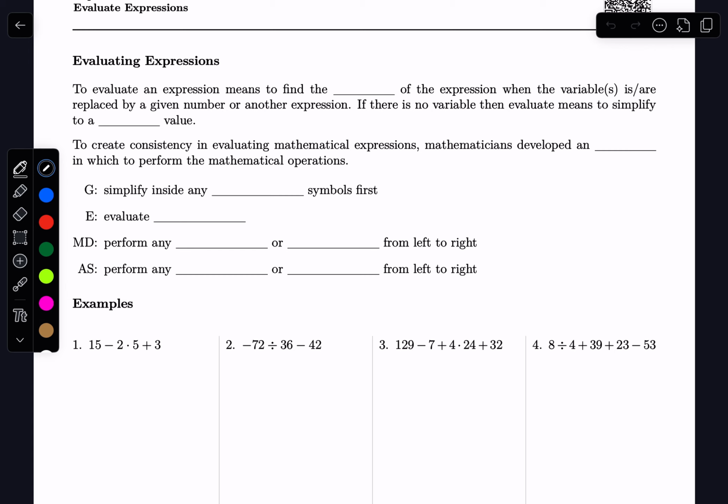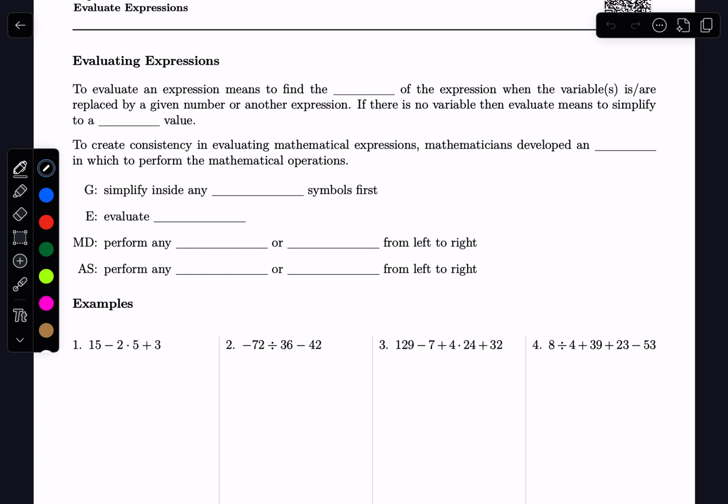This one is going to cover the basics in terms of what order we perform operations in, and then what it means to combine like terms, and in the middle we'll go over some basic steps for distributing and just general simplification of numbers. So to get started, evaluating expressions.